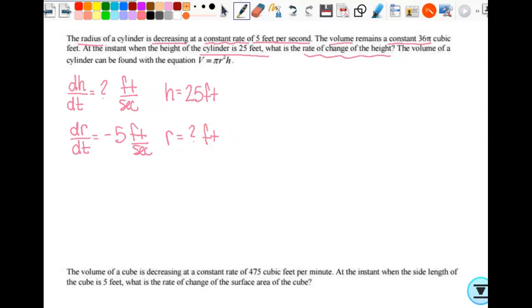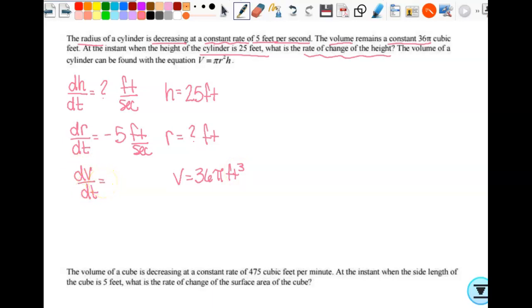So we have r, and we have h, and we talked about the radius. Then it says the volume. Okay. The volume remains constant at 36 pi cubic feet. So the volume, I know that part. This is 36 pi cubic feet. You agree with that? So then what is dV dt?